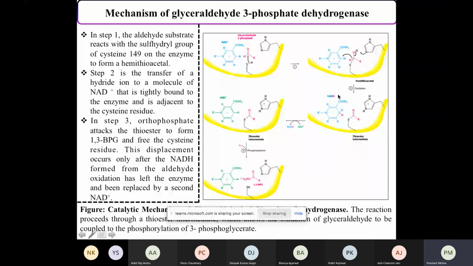So once NADH is removed from the surface of the enzyme, then only the second step of phosphorylation occurs. So it is a step where you have an oxidation reaction, and a second step where phosphorylation occurs. So this is the oxidation, and this is the phosphorylation. Look at this enzyme, glyceraldehyde 3-phosphate dehydrogenase. It is doing 2 jobs. The name is there, dehydrogenase. That means it is involved in the oxidation process, but it also does the phosphorylation reaction.